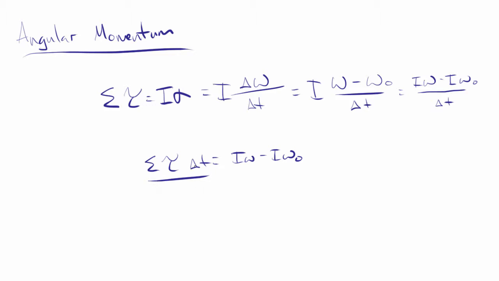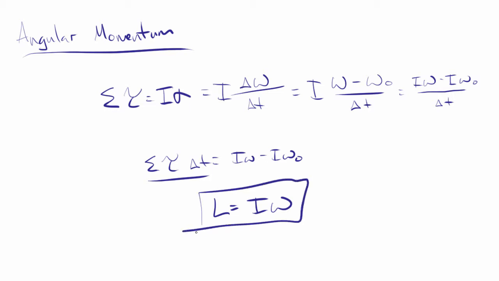And if you remember, the impulse momentum theorem said that if you had some net force acting on an object over some time duration, then you get a change in momentum. Well, here you have some net torque. What this says is if you have a net torque exerted over some time, you get a change in angular momentum, if we define angular momentum to be the moment of inertia times the angular frequency of an object. So this is just angular momentum. And this equation right here is the rotational analog to the impulse momentum theorem.